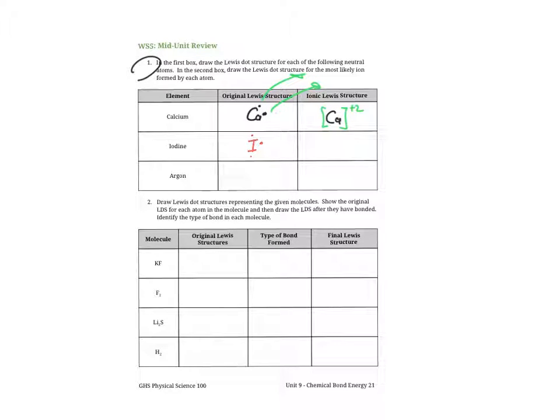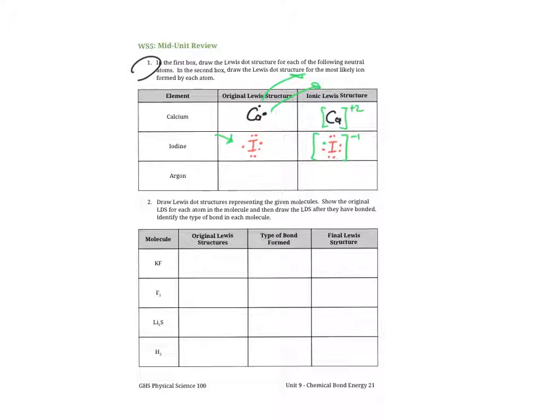1, 2, 3, 4, 5, 6, 7. It looks as though we're going to say that it's going to gain an electron, so that would look something like this. 1, 2, 3, 4, 5, 6, 7, 8. So that would mean that it has gained 1 electron, so it's a little bit more negative.